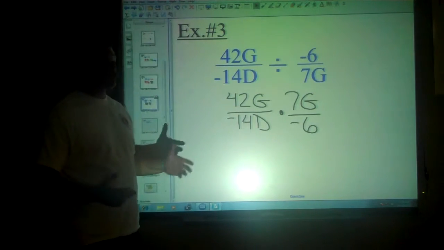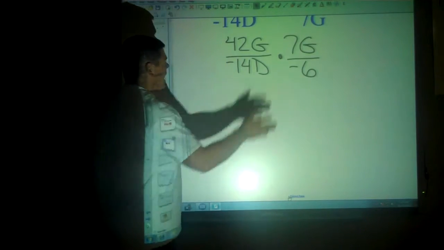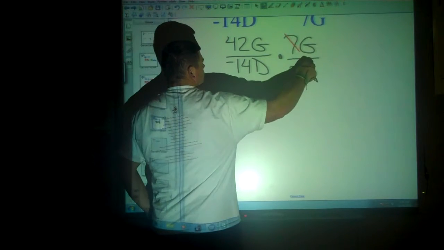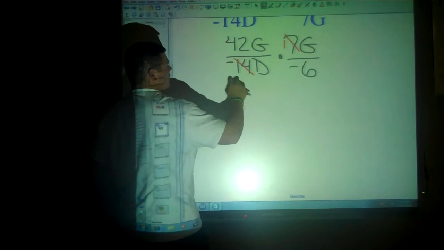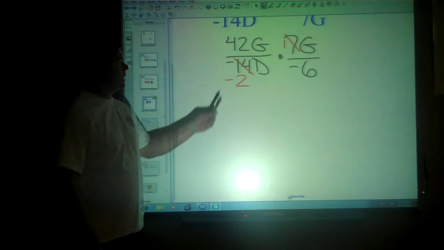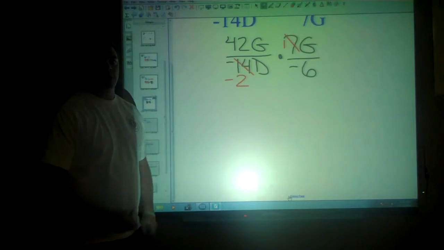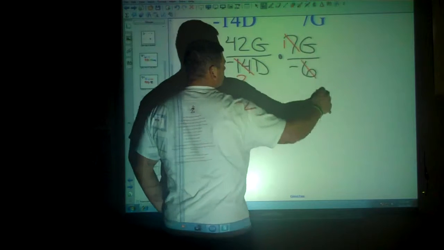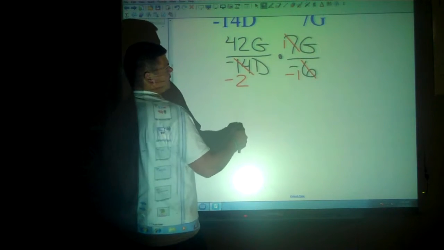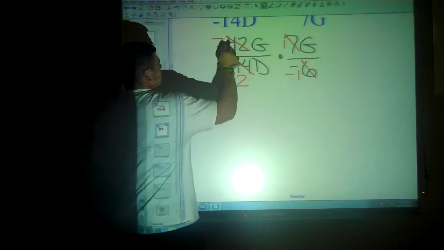Now I'm perfectly free to do all the simplifying that I can, anywhere. For example, 7 goes into itself once and into 14 twice. Now I'm making it negative 2 because it was a negative 14 to begin with. 6 goes into itself once, but it was a negative, so I'll leave it negative. And into 42 7 times.